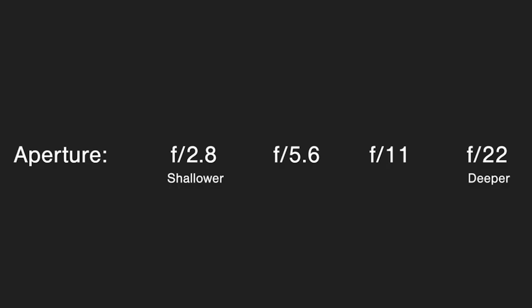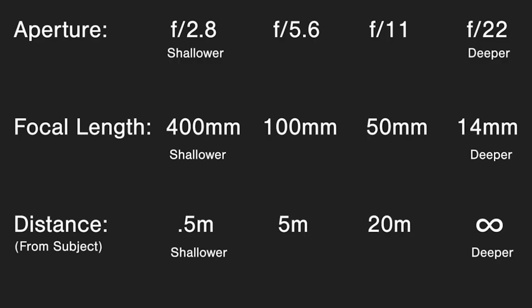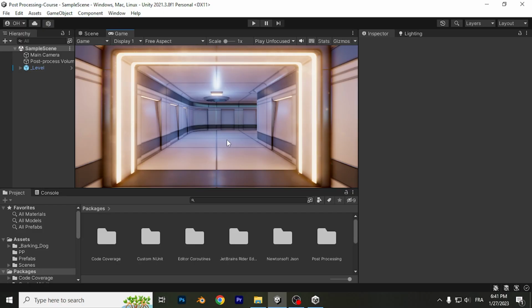Aperture is the opening in your lens. The wider that opening, the shallower the depth of field is. Focal length also affects the DOF. The longer the focal length, the shallower the DOF. The focus distance: the closer to your object, the shallower the depth of field, and the further away, the deeper the depth of field. Let's hop to Unity and add the depth of field effect.